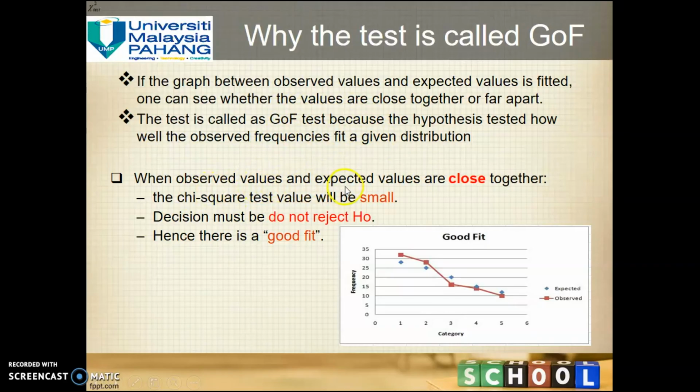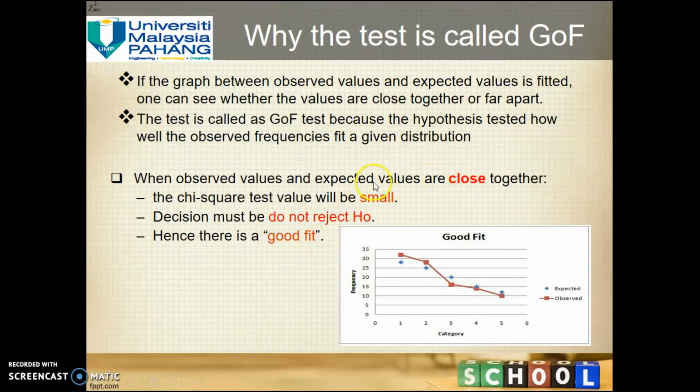When the observed value and expected value are close together, it means that you will have a good fit. That's why we call it a goodness of fit test. When we compare the observed and expected values, we need to see whether we have a good fit or not a good fit. If the observed value and expected value are close together, then it is a good fit. If you sketch it, you will have this figure.